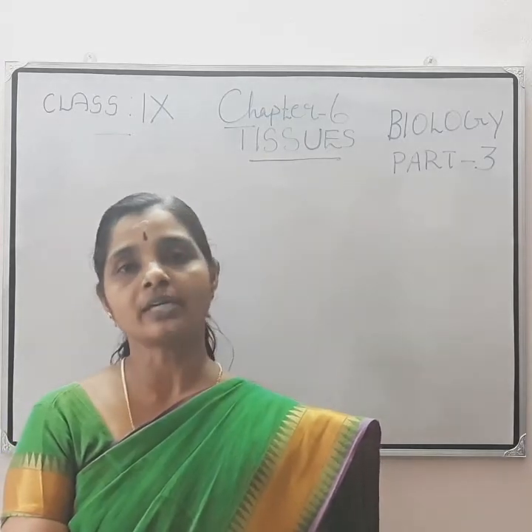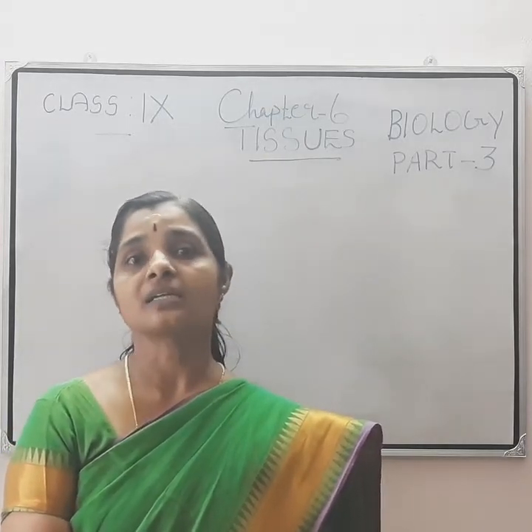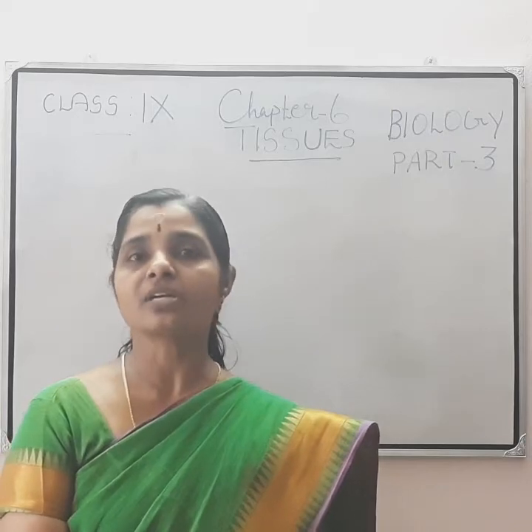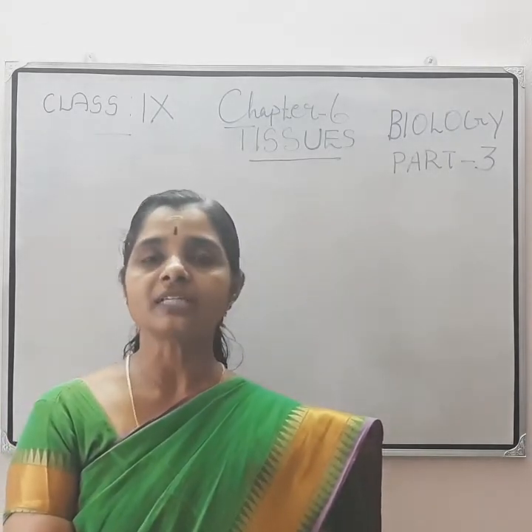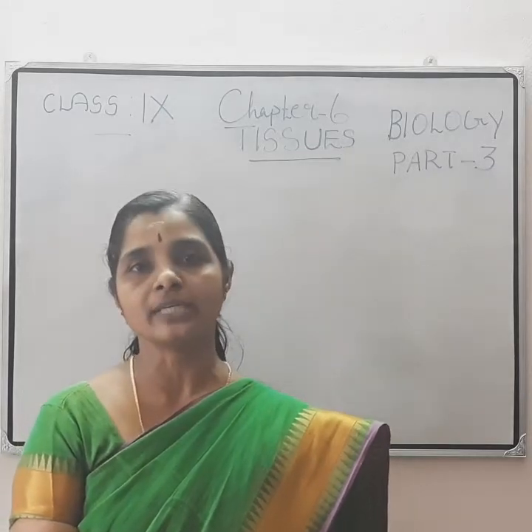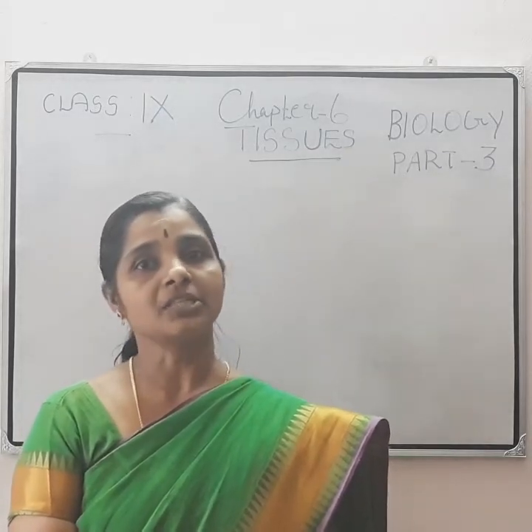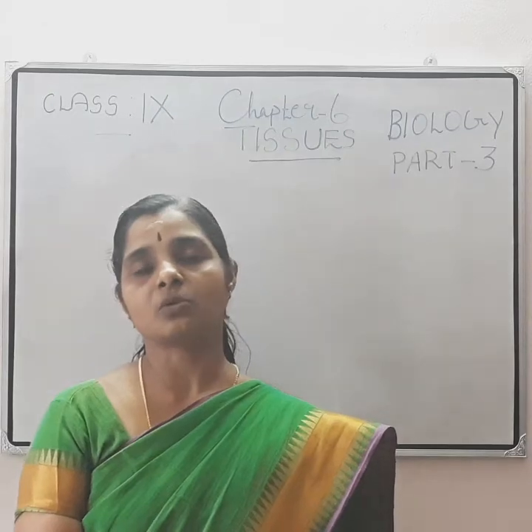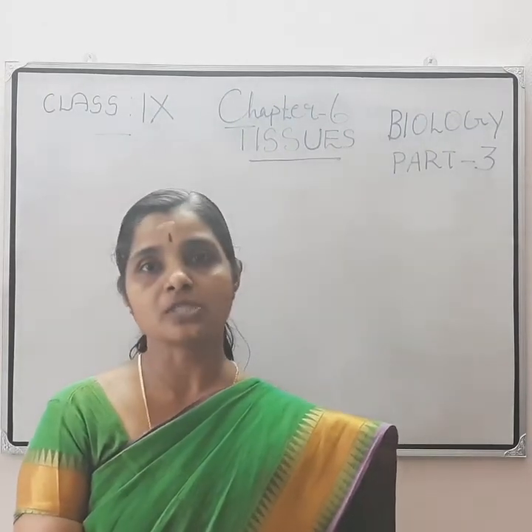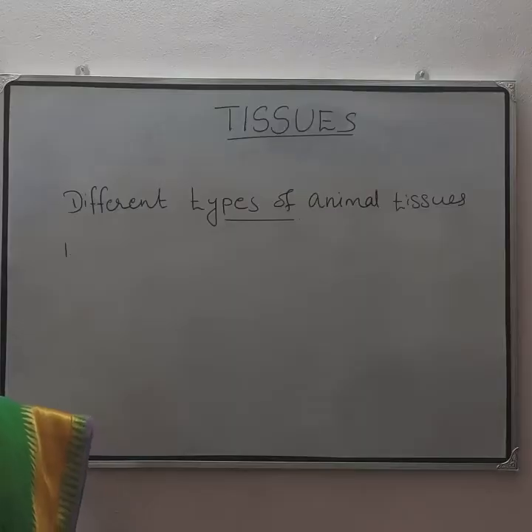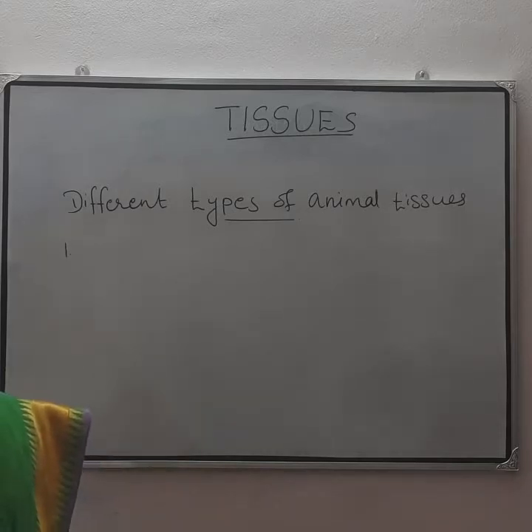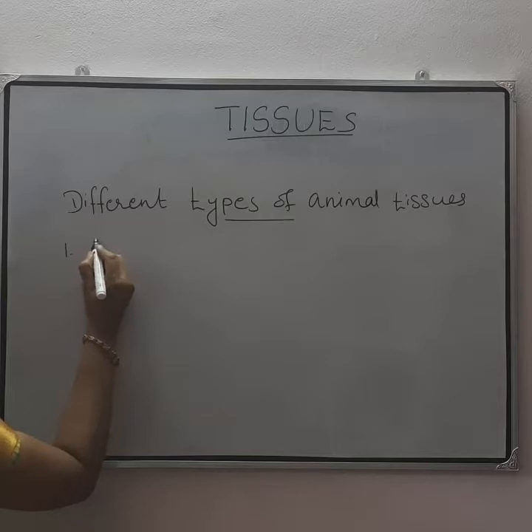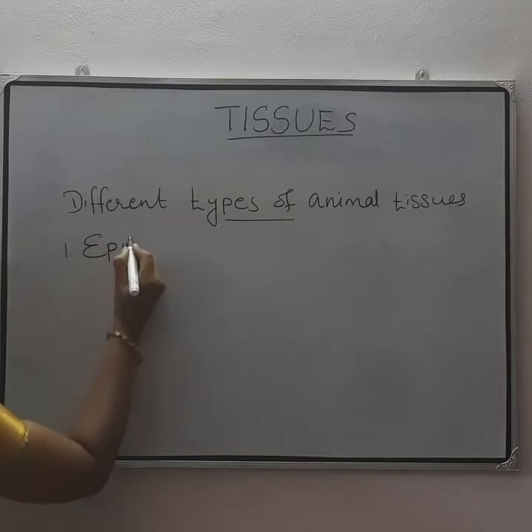Similarly, while we are walking or running, our muscles are relaxing and contracting. Because of that we can move. So there are different types of tissues present in our body that are helping us in different ways. Let's start with the different types of tissues present in our body. There are different types of animal tissues. Which are they? The first one is epithelial tissue.